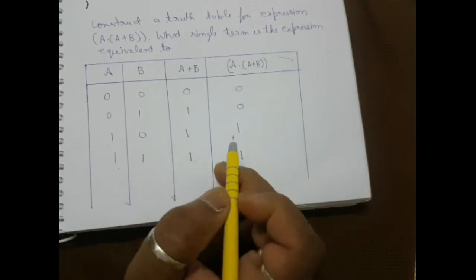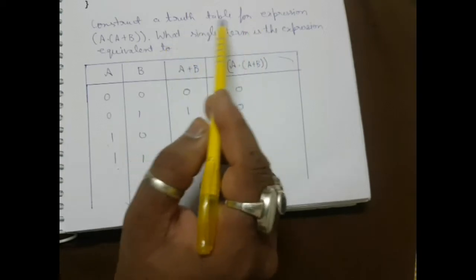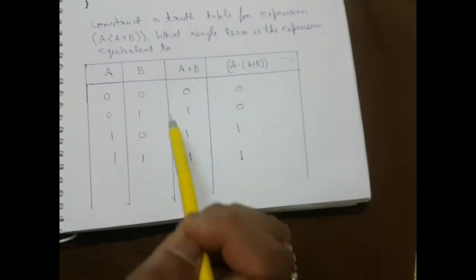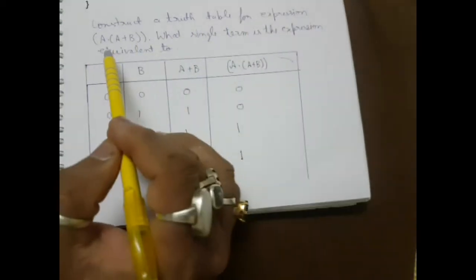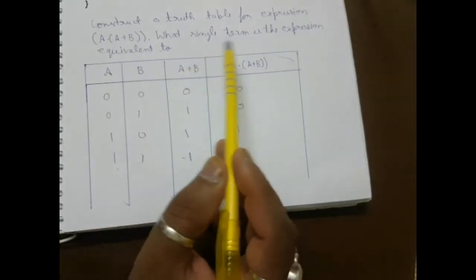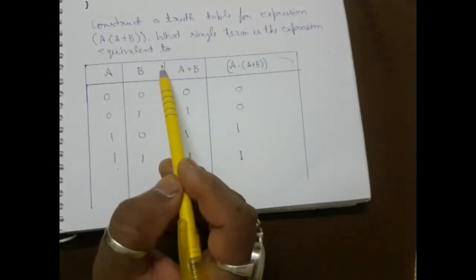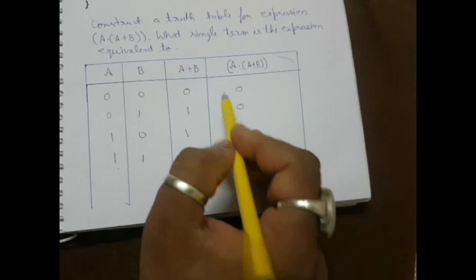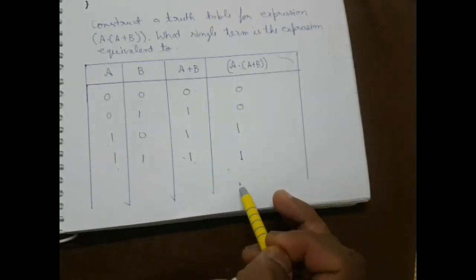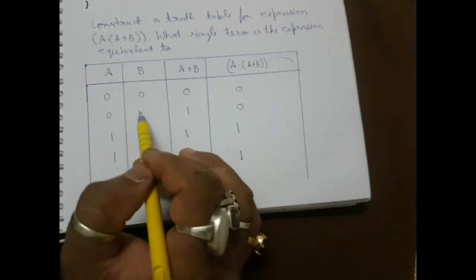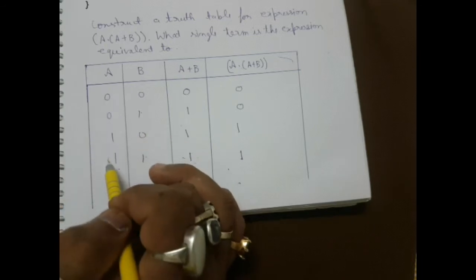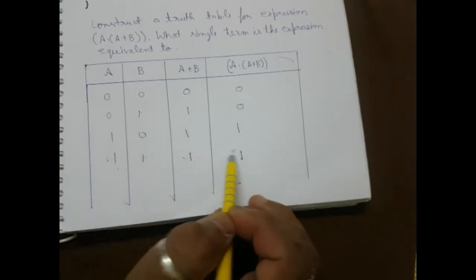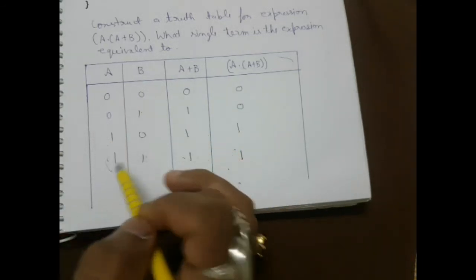So when I observe, the question was to consider a truth table. We have considered a truth table for the expression a dot (a plus b). What single term is the expression equivalent to? So this expression's truth values you can see are 0 0 1 1. It's not equivalent to this, it's not equivalent to this, but in this column I find that the same set of truth values are present.